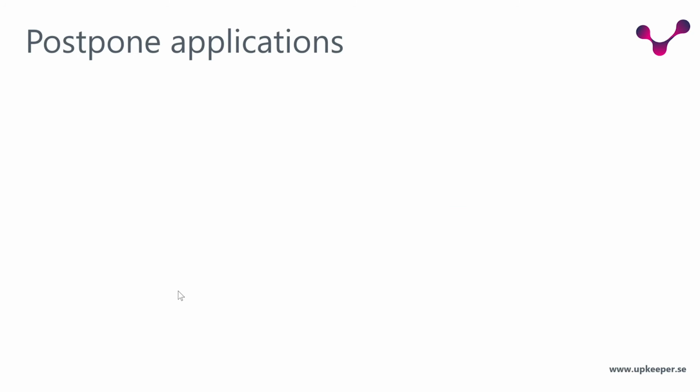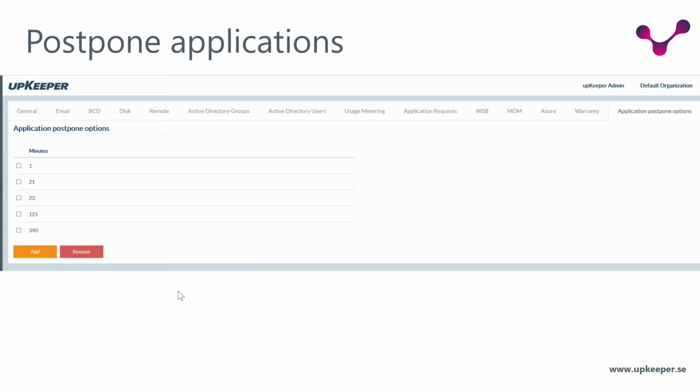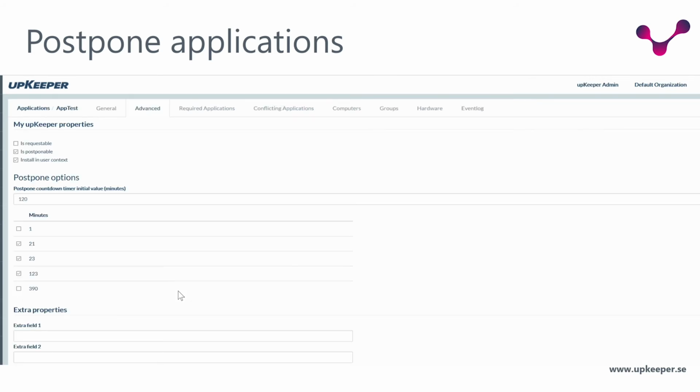Postpone applications is a feature we have had for some versions, but we've added more to it. So now you can specify your own postpone times in minutes, so you can have longer and shorter postpone times. And you have a general configuration part, and then on each application that is postponable, you can choose which postpone times you like. And if you don't select anything, you get back to the standard times as we have set some as presets.